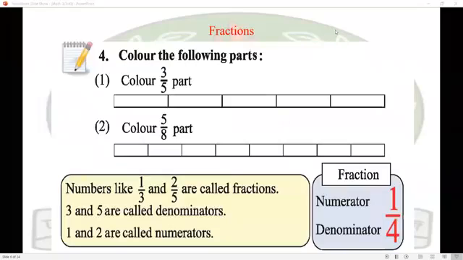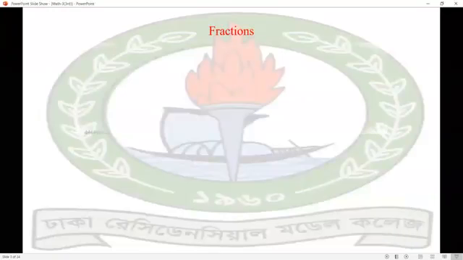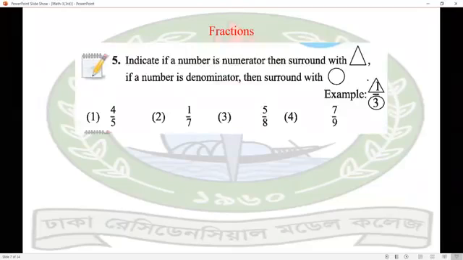So let's do the next math. You have to indicate if a number is a numerator, then surround it with a triangle. If a number is a denominator, then surround it with a circle. So there is an example, 1 by 3. Here 1 is a numerator and 3 is a denominator.